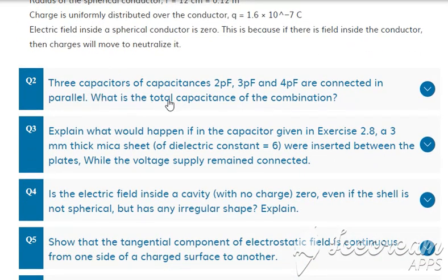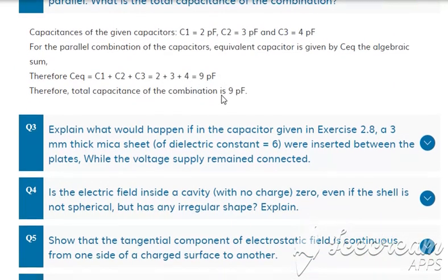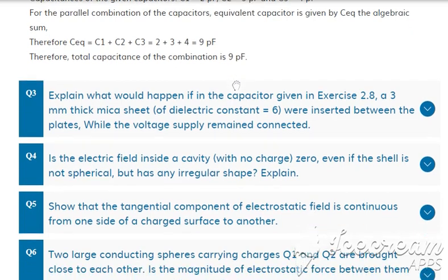Next is: three capacitors 2, 3 and 4 picofarad are connected in parallel. What is the total capacitance? Now you know the formula of capacitance when they are connected in parallel, that is C is equal to C1 plus C2 plus C3. So the answer would be 4 plus 3 is 7, plus 2 is 9 picofarad. The answer would be 9 picofarad.